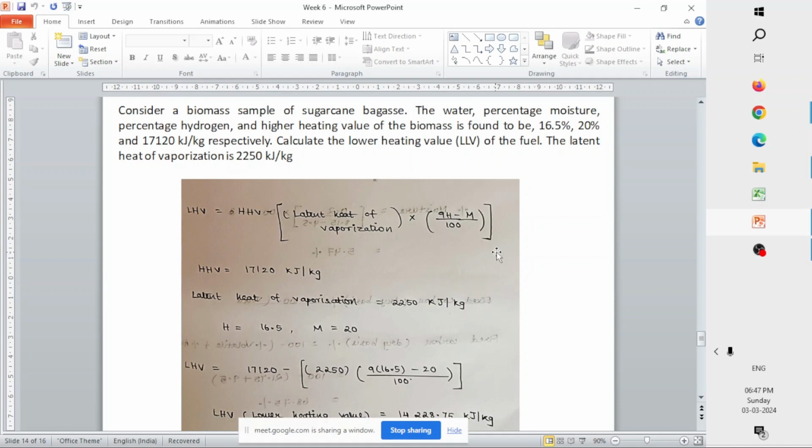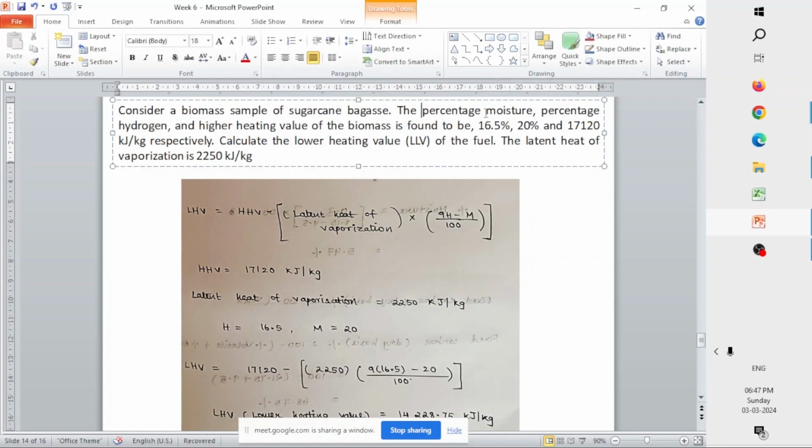So here we take the biomass sample of sugarcane bagasse, and the percentage of moisture, percentage of hydrogen, and the HHV, higher heating value, are given as 16.5%, 20% and 17,120 kilojoule per kg. They are asking you to calculate the lower heating value of your fuel, and the latent heat of vaporization is given as 2250 kilojoule per kg.